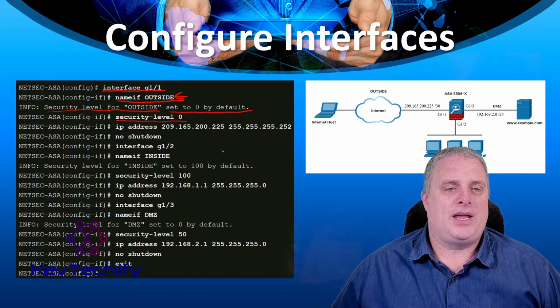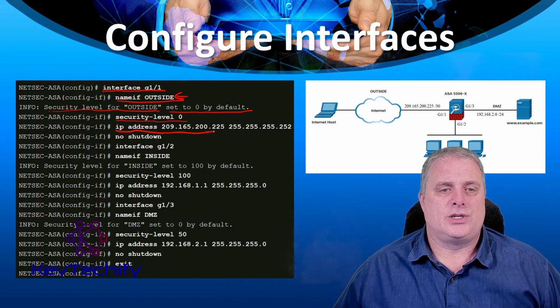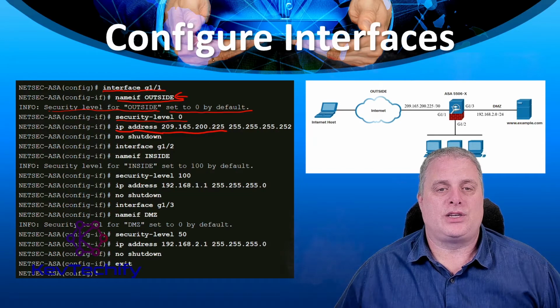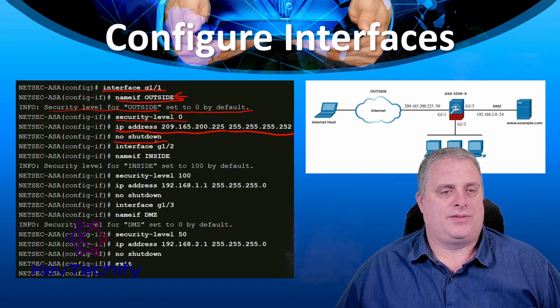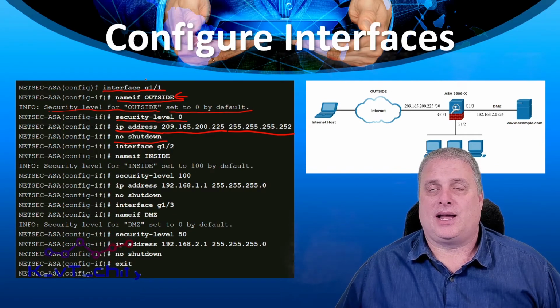Then we set our IP address. So right here, we're going to go ip address. We give it an IP address of 209.165.200.225 with the appropriate subnet mask of /30. We make sure to activate our interface. We do a no shutdown. That's the basic configuration that happens on an interface.